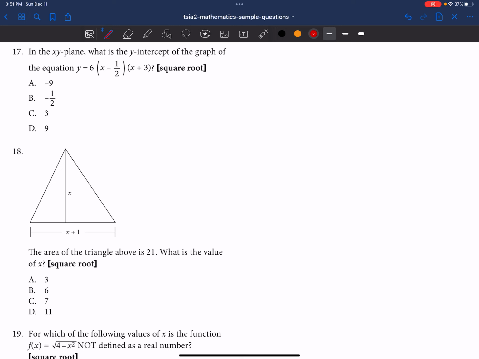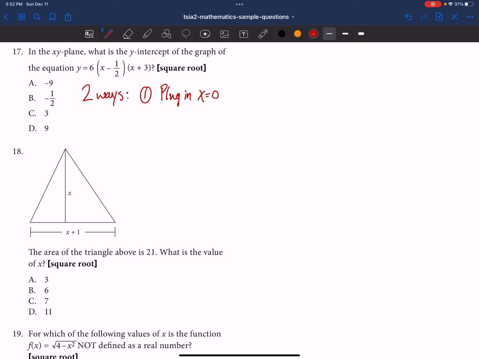Okay. In the xy plane, what is the y-intercept of the graph of this equation? Yeah, you want to be careful with that. There's actually 2 ways you can do this. So I'm going to say method 1. Plug in x equals 0. This is the easiest way, because all y-intercepts are going to occur when x equals 0.